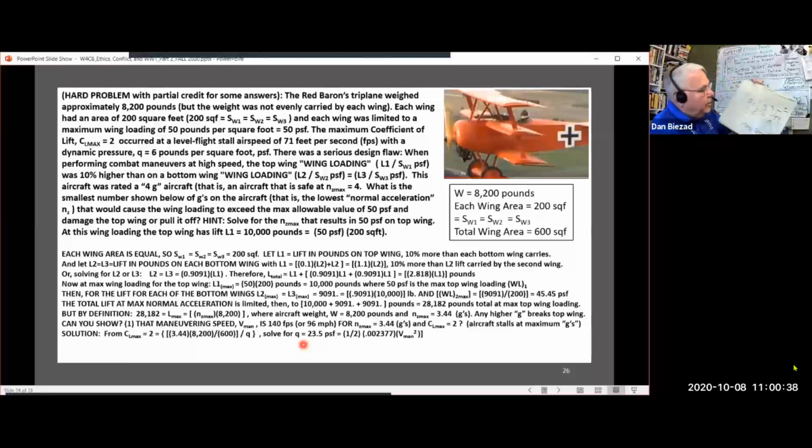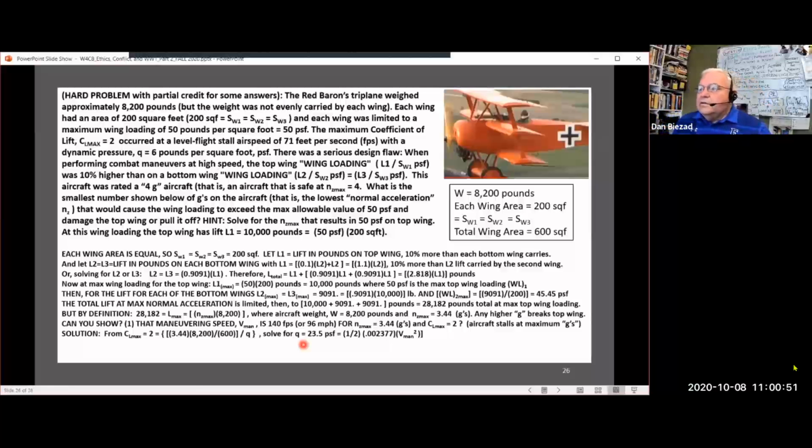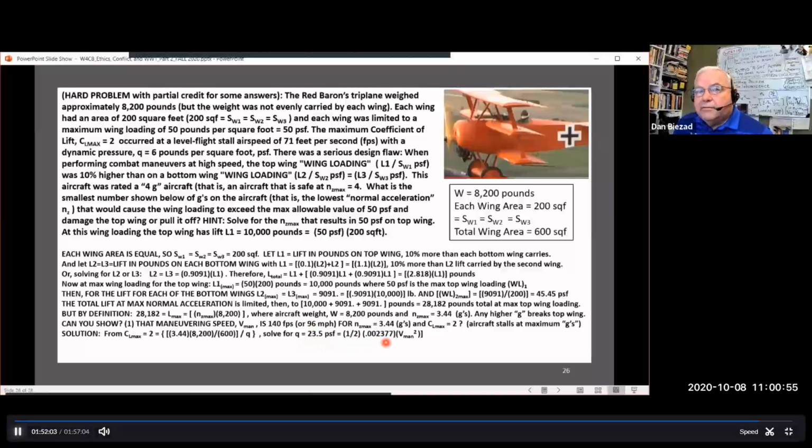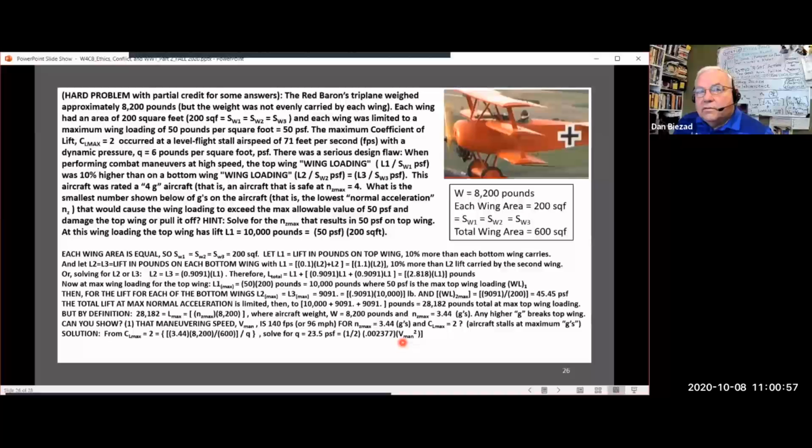Once you get 23.5, you use the density of 0.002377, or 0.00238 slugs per cubic foot. Then you can solve for the velocity. So here's my Q. There's 1/2 density sea level times equivalent velocity squared at 3.44 Gs. Solve for Vman and you'll get 140 feet per second. Or you can convert it to 96 miles an hour.